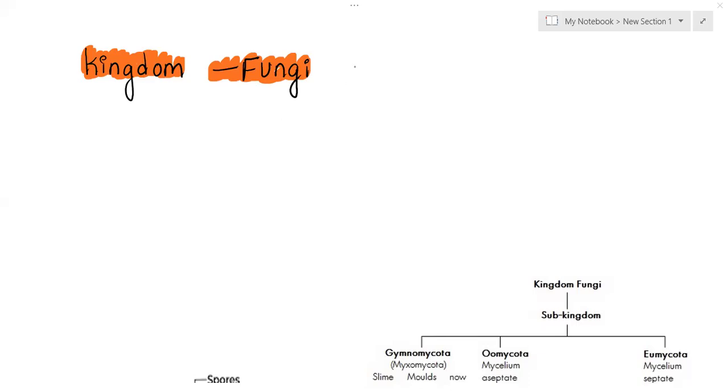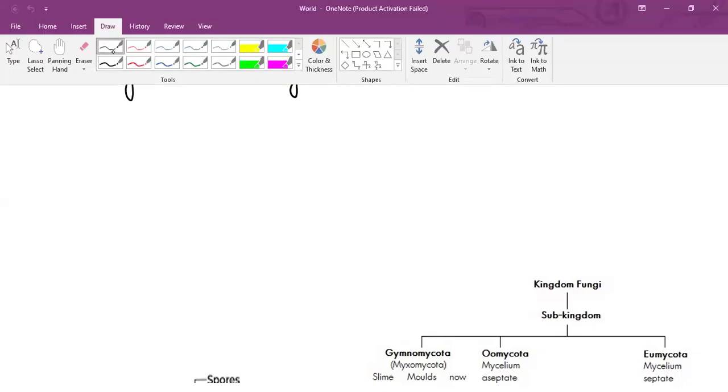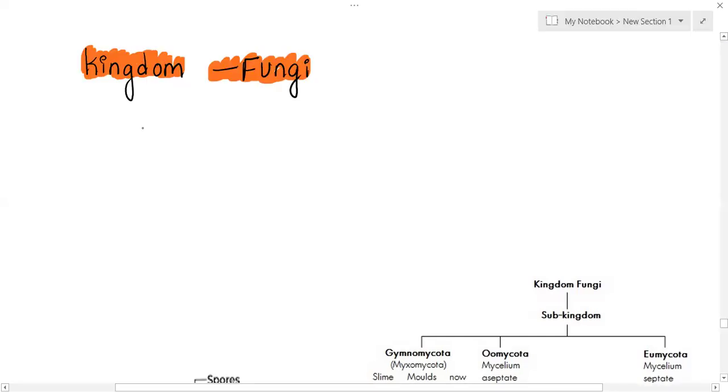What do you mean by this kingdom fungi? Anybody? What do you mean by this? Suhat, you are there, right? What is this kingdom fungi?